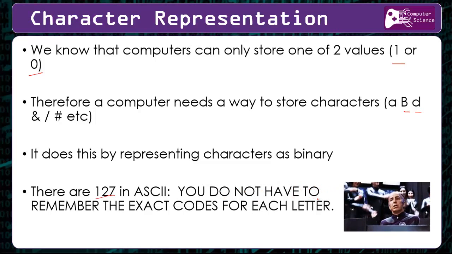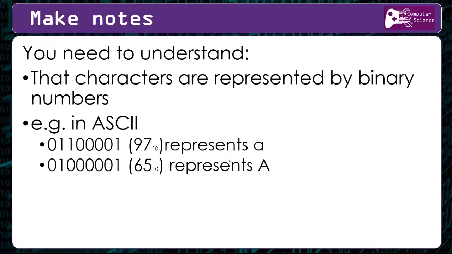However, the exam board does state that you do not have to remember the exact codes for each letter, because this wouldn't really be very feasible. To be on the safe side, however, it's not a bad idea to remember that 65 represents a capital A and 97 represents a lowercase a in decimal.